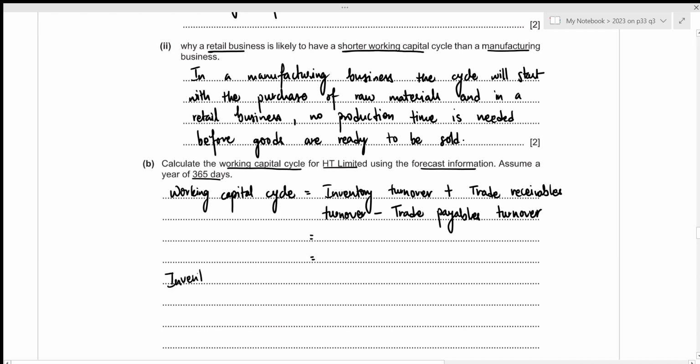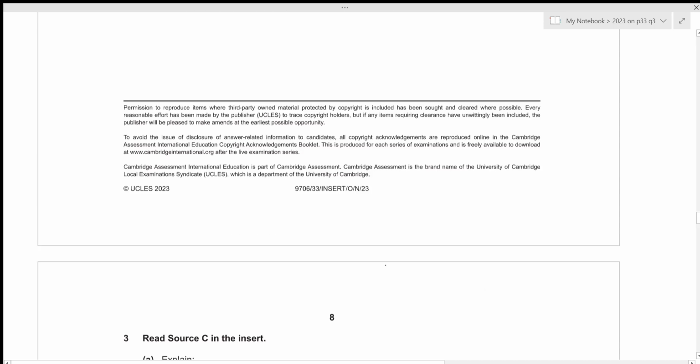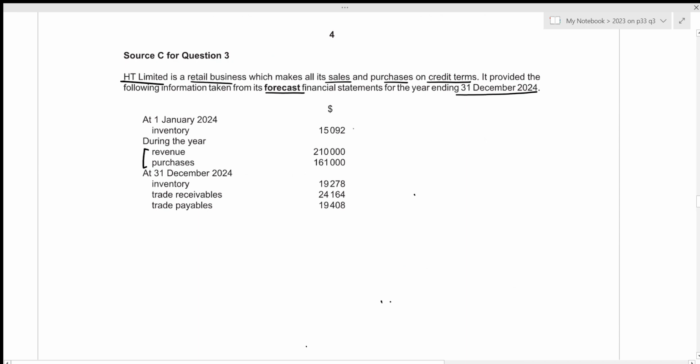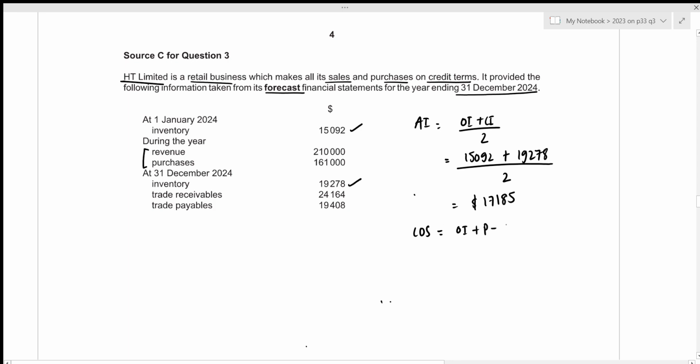So let's start with inventory turnover days. And remember, the formula is the average inventory divided by the cost of sales multiplied by the days, which is 365. Let's have a look above. Average inventory is opening inventory plus closing inventory divided by 2. In this case, the opening inventory is 15,092. Closing inventory is 19,278, divided by 2. This results in the value of 17,185. Now we also need the cost of sales, which is the opening inventory plus purchases minus the closing inventory.